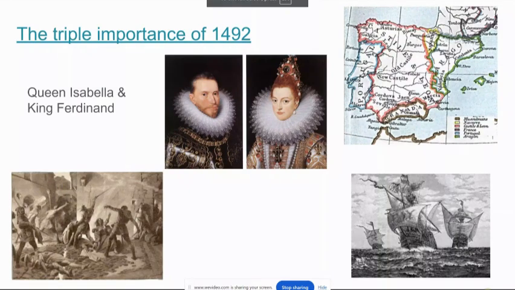And lastly, 1492 was the beginning of what was called the Inquisition. Well, no, actually, I'm sorry. The Inquisition didn't start then. It was the expulsion of all Jews and Muslims from Spain.